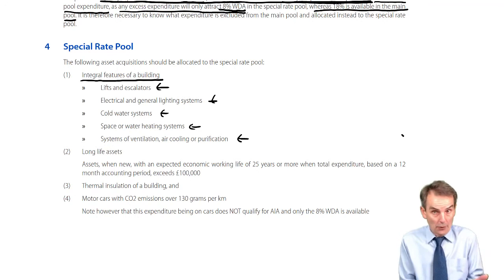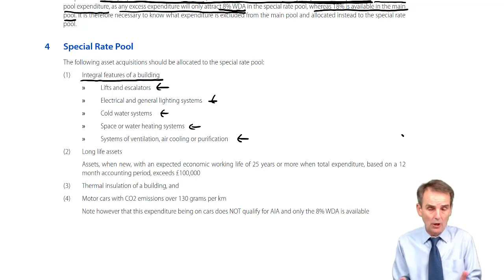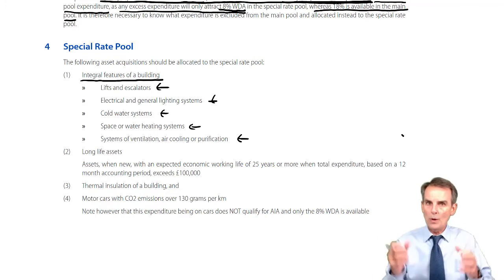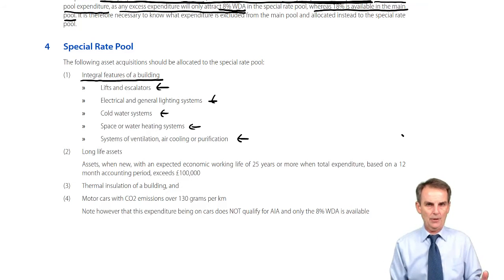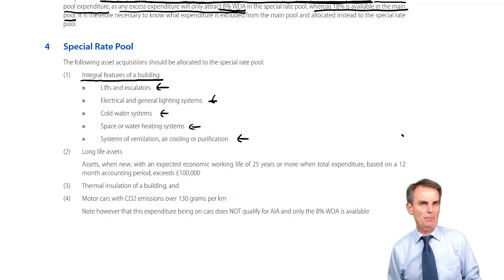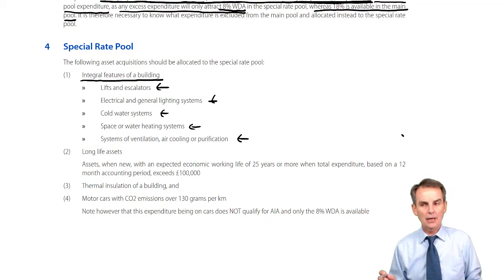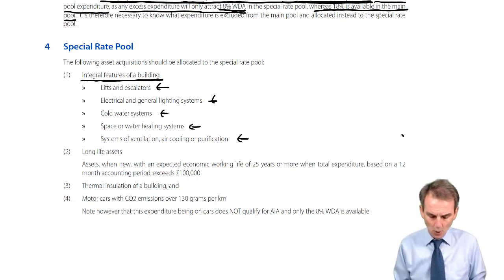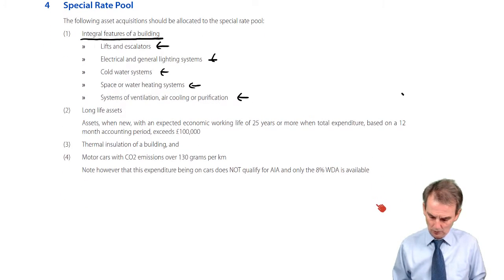It means if we're under 200,000 in total on all expenditure, great, we will get 100% allowance. But anything above that 100% AIA limit is going to only rank for 8% writing down allowance. What else goes into the so-called special rate pool?